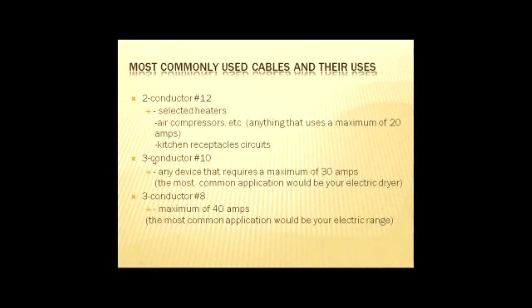Then there's three conductors, 10-3, gauge of 10, which is a thicker cable. It is for any device that requires a maximum of 30 amps. The most common application would be the electric dryer in your basement. Then three conductors, number 8, thicker wire, maximum of 40 amps. The most common application would be the electric range. What's an electric range? That's your stove.